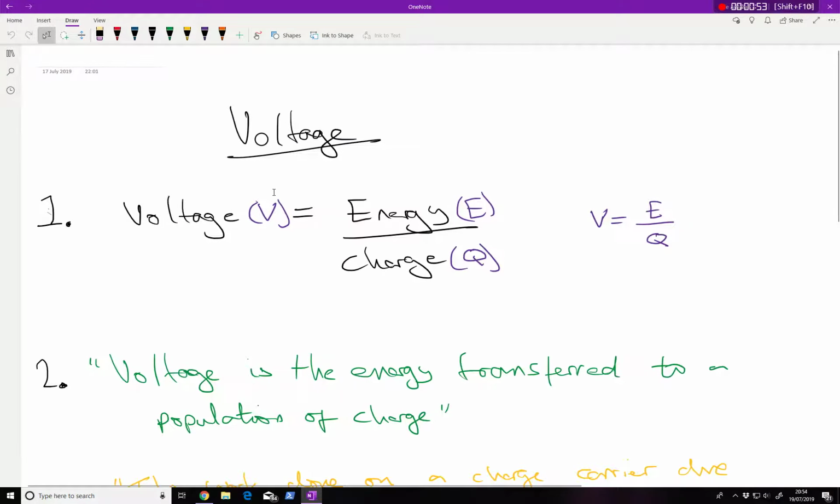So, the first definition that we need to go over is the definition of voltage. And simply, voltage is equal to the energy transferred over a certain population of charge. Okay. So I have a bunch of energy and I have some charges waiting to receive that energy. What I'm doing as the battery, or as the entity in the circuit, is taking that energy and dividing it amongst the amount of charges that I see.